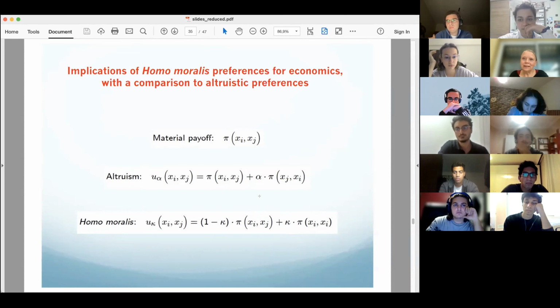And this is kind of a special case. You're probably familiar with the inequity aversion model. This would be a specific case of the inequity aversion model.